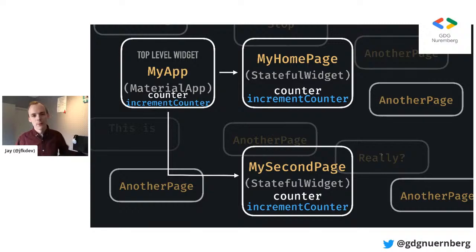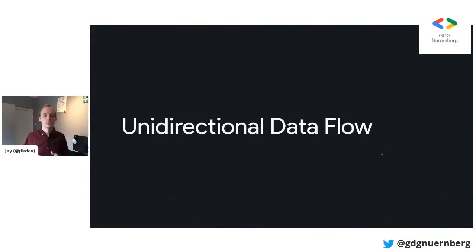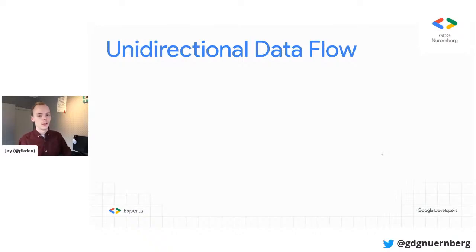Well, use a state management approach. And in this case, I'm going to be talking about a couple that use unidirectional data flow. Within the context of Flutter, and this depends on what you're actually doing, because unidirectional data flow is a very general term to me. So unidirectional data flow in the context of Flutter and state management for me means this.